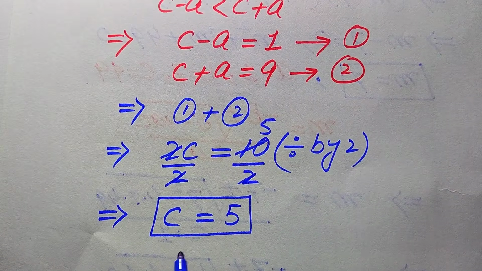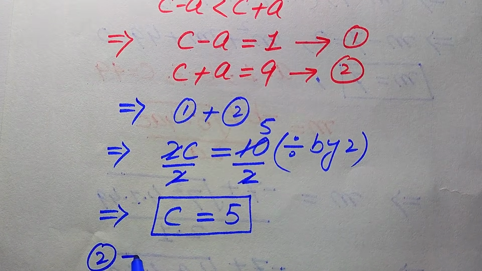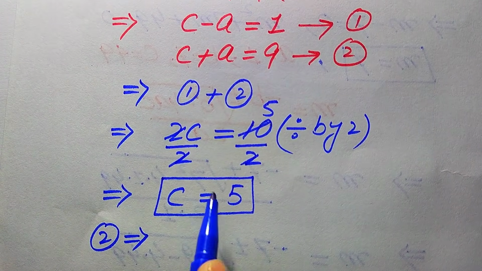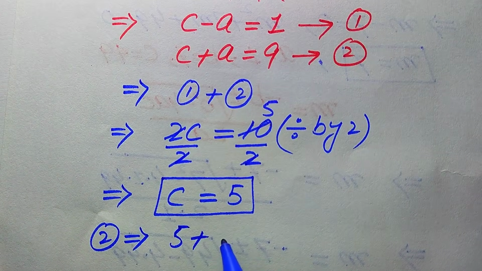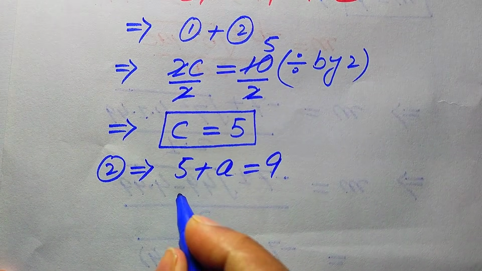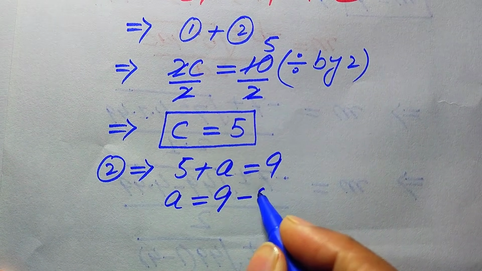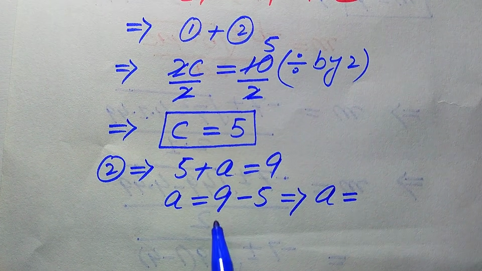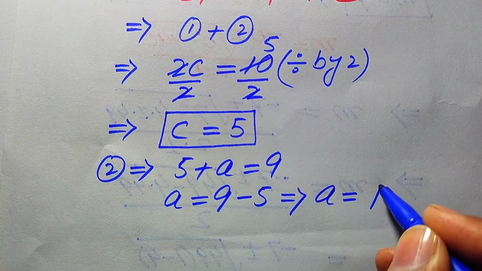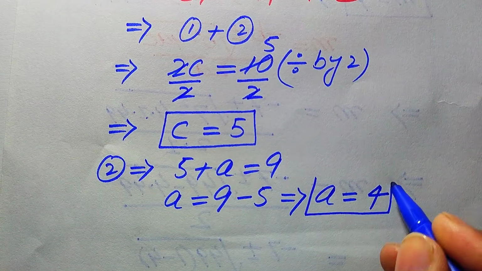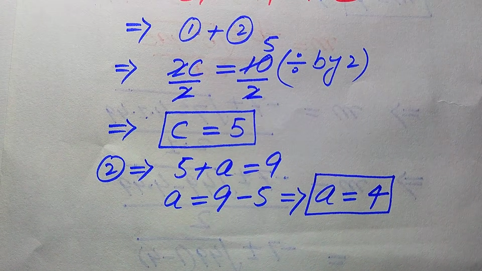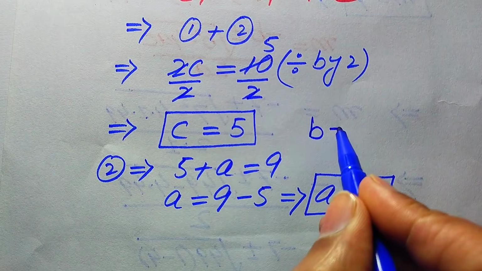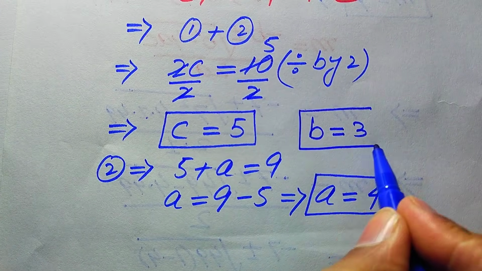Now we substitute this value of c into equation number 2 and we easily get the value of a. Equation number 2 implies that when we put this value here, it becomes 5 plus a equals 9. Now we move this 5 to the right hand side and it is written as a equals 9 minus 5, which becomes 4. So we easily get a equals 4 and c equals 5, and we are given that b equals 3.